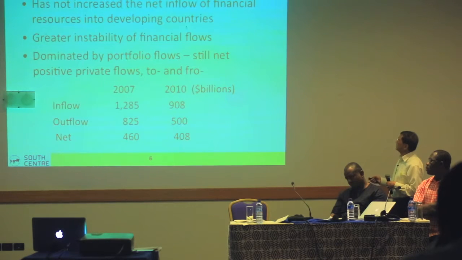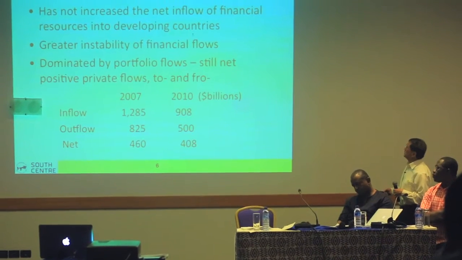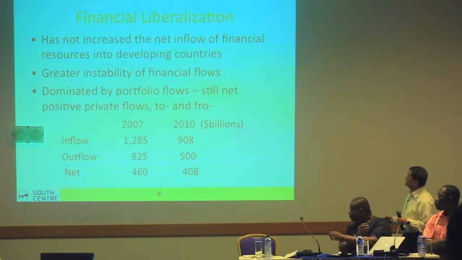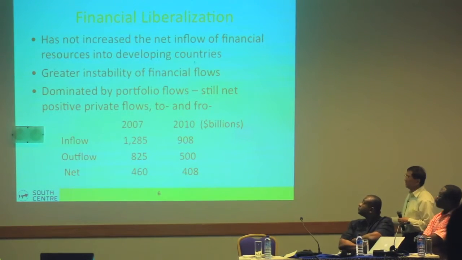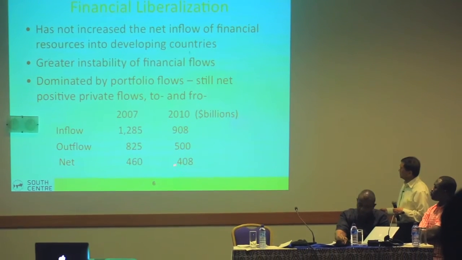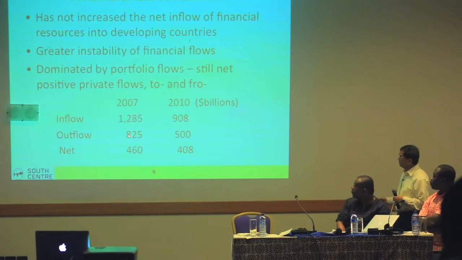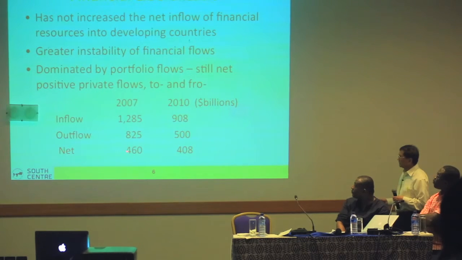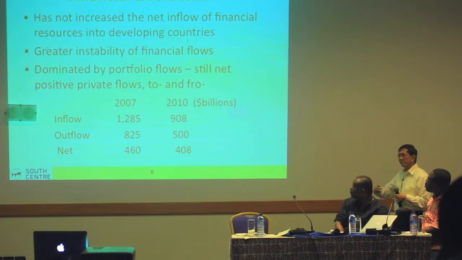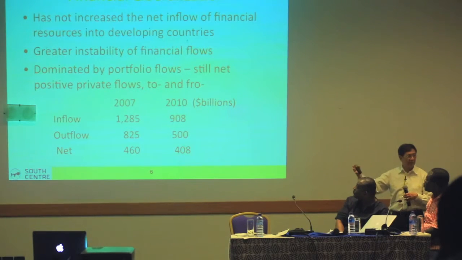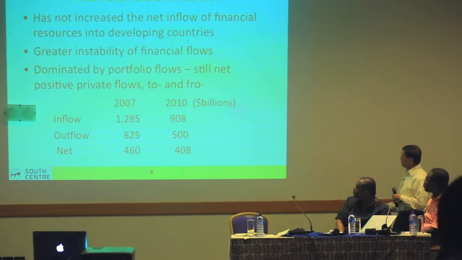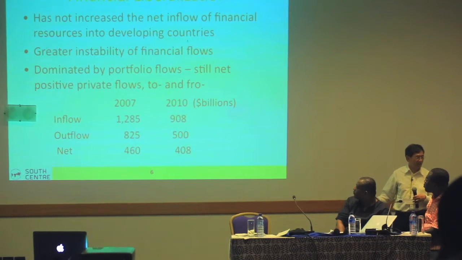So this is the reality of financial flows. Financial liberalization has not increased net inflow of financial resources to developing countries. It has created greater instability in financial flows. And private flows are still positive, but they are very unstable, right? This is for developing countries in general. This is 2007 to 2008. What you can see is there was an inflow of 1.2 trillion, an outflow in the same year of 825, and a net 460, right? So in effect, you can still say that the private sector on the net is bringing in money into the developing countries. But if you were a finance minister or a central bank governor, you would worry every month where the net would lie, right?